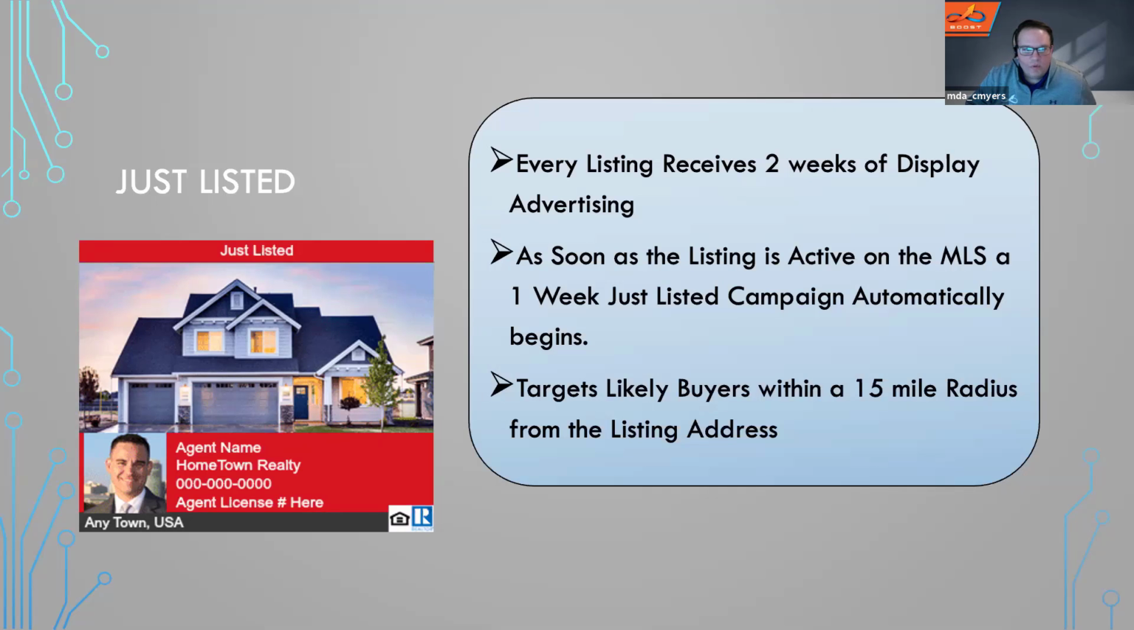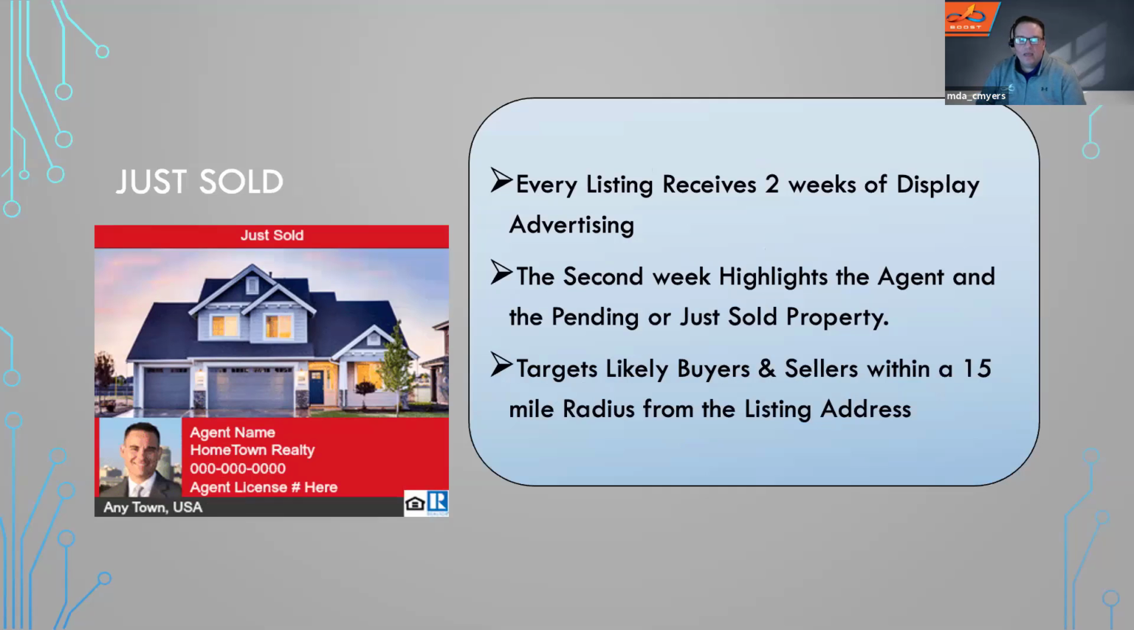Then once we move into the second week, the status within the MLS goes from active to either pending or sold, depending on what the agreement is up front. So once that switch takes place within the MLS, we automatically start running a just sold campaign. And this goes out to likely buyers and sellers in that same area. So it's basically replacing, let's say, the just sold mailer that was sent out 10 years ago, but it's broadcasting to a much more targeted base and targeted area.